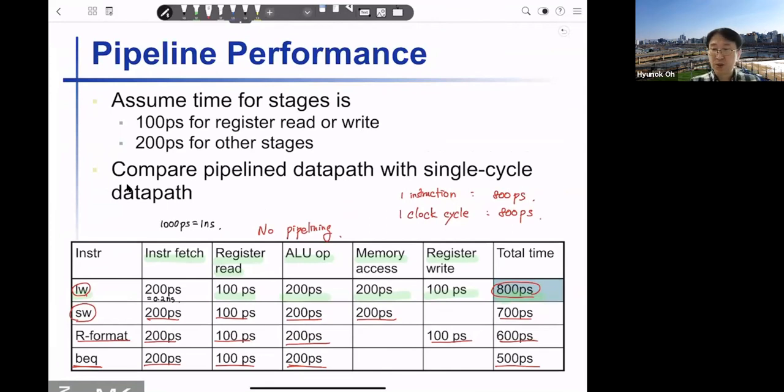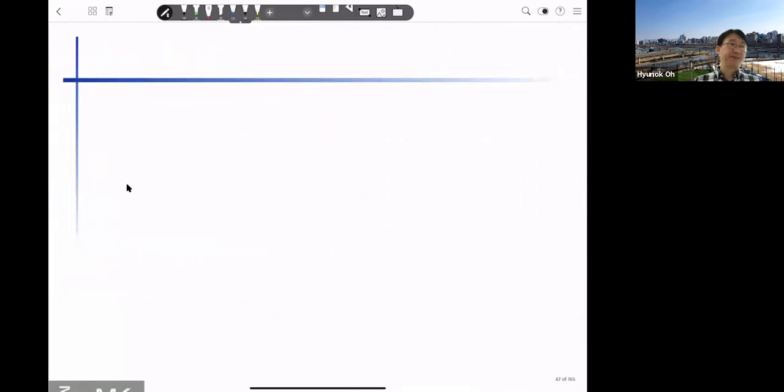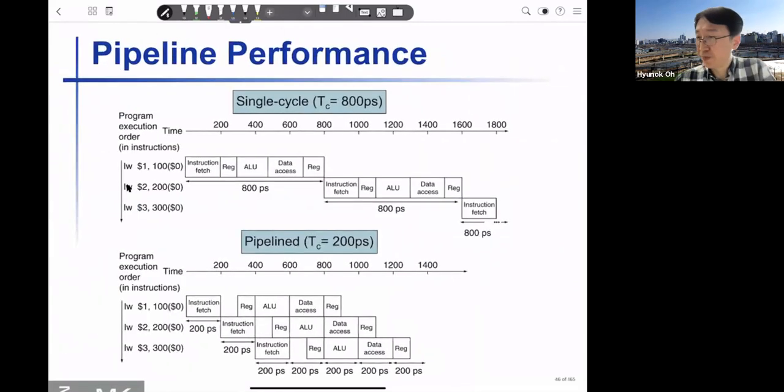Okay, so let's draw the pipelining. Here, if no pipeline is applied, then each load instruction takes 800. So this is one clock cycle, and then the next one is also 800 and 800. Okay, so this much we need. So for 3 load instructions, we need 2.4 nanoseconds to complete these 3 instructions.